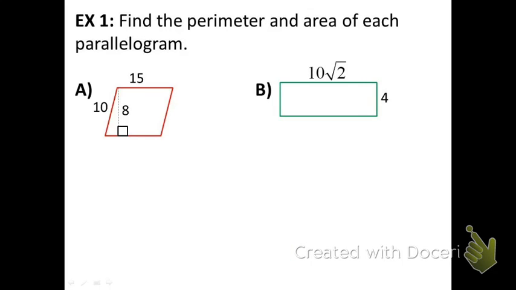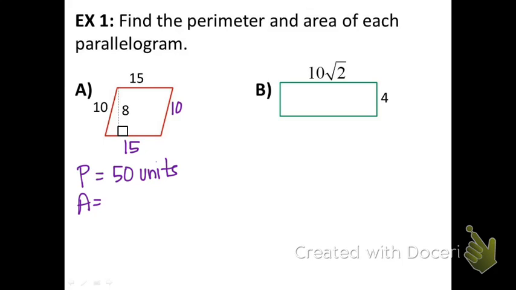So on example 1, we're going to find the perimeter and area of each parallelogram. So we have just a parallelogram here. Important to know that opposite sides are congruent. So the top side is 15, so the bottom is 15. That side is 10, so the other one is 10. To find the perimeter, we add all those up. So 10 plus 10 and 15 plus 15 gives us 50 units.